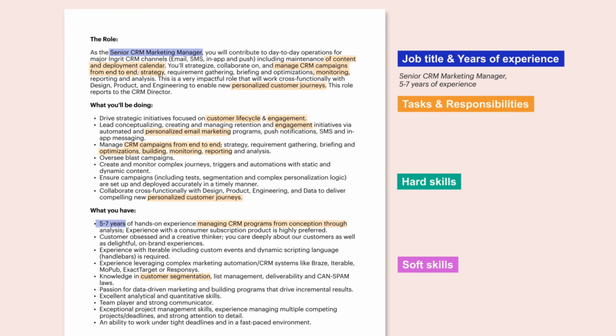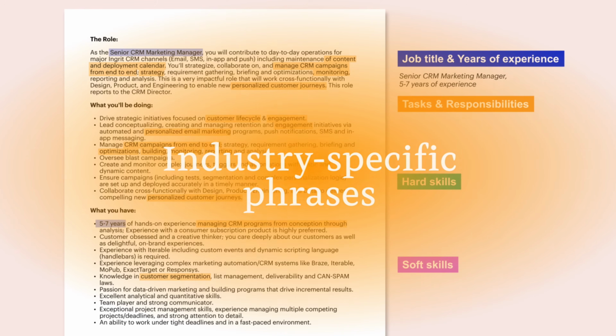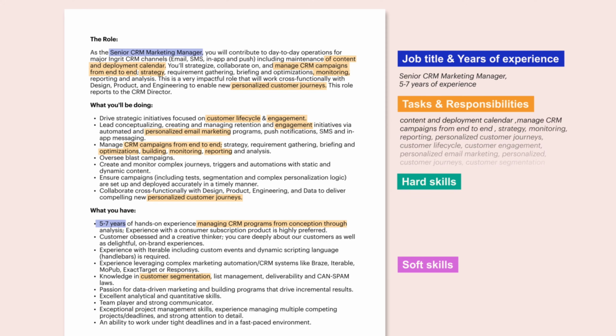Then there are the core responsibilities and tasks. This keyword category usually requires the most thinking, as the keywords can be really diverse. They can be anything from verbs like reporting or managing to nouns or industry-specific phrases, which can be pretty long. As you can see in this job ad, a lot of these core tasks include the words marketing and CRM in some form. There's manage CRM campaigns end-to-end, email marketing, managing CRM programs, etc. Then there are variations of the keyword personalized customer journeys and the customer lifecycle, as well as a few mentions of the word engagement. It's important to find patterns like this in the job ad because it makes tailoring a lot easier.